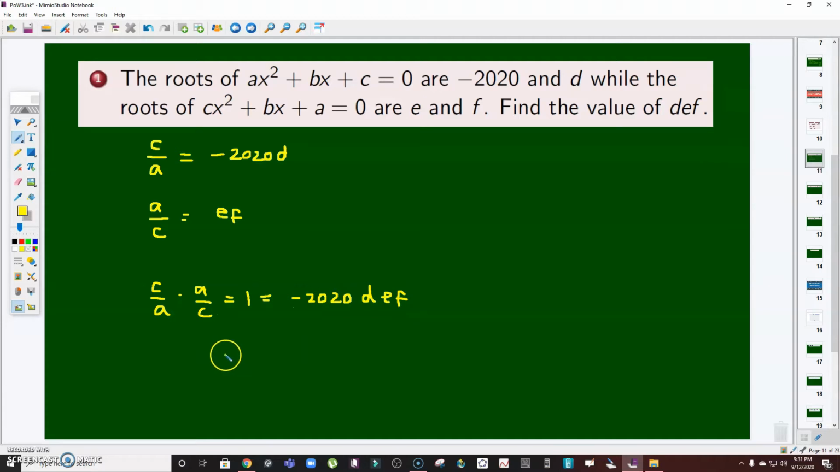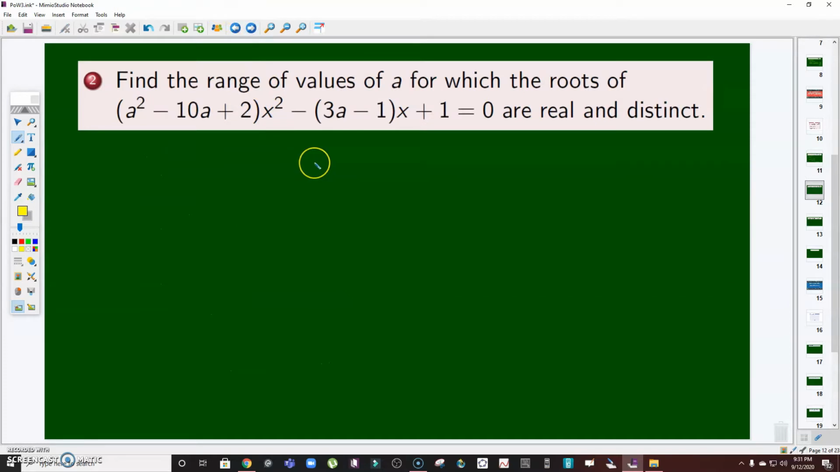There you go. So therefore, that's it. We got the product of d, e, and f. So that's simply equal to negative 1 over 2020, 2020. There you go. See that? Okay, pretty simple, right? Okay, so let's have problem number 2.